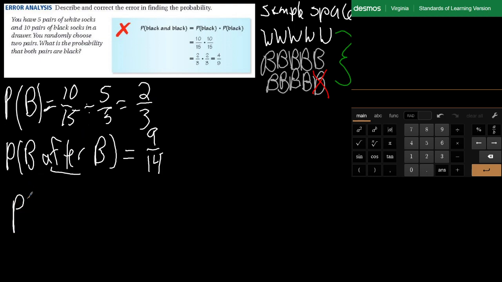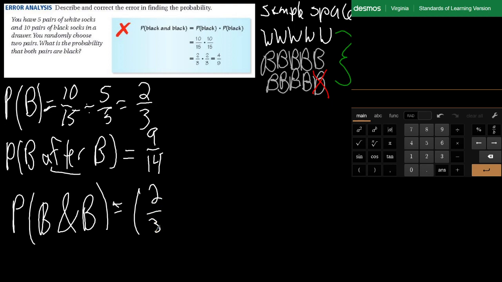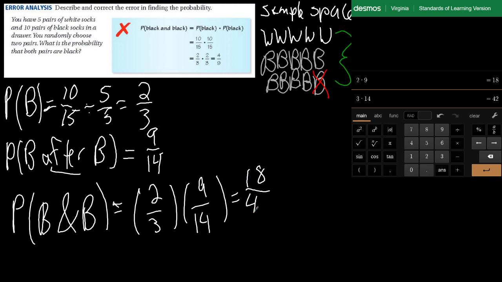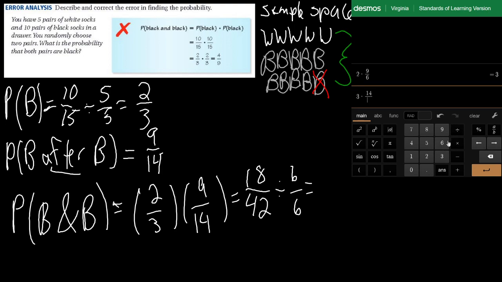So the probability of picking a black sock and picking another black pair of socks after we already picked some out is going to be 2/3 times 9 over 14. Again, I want to use my Desmos calculator, multiplying the numerators first. 2 times 9 is 18, and 3 times 14 is 42, so I have 18 over 42. I can simplify this since these are both divisible by 6. I divide by 6, and so I have 3 over 7 as my answer.